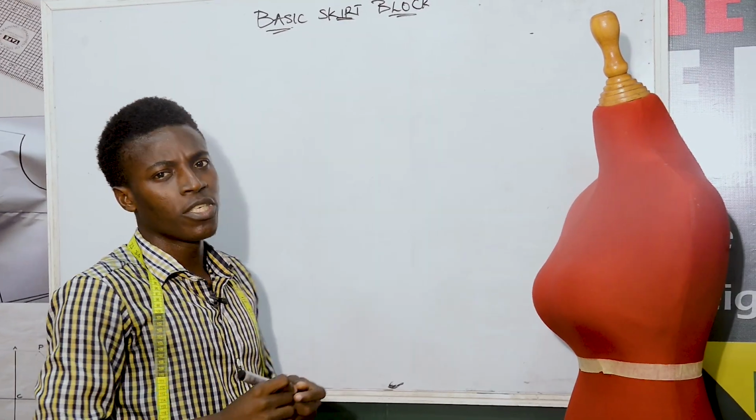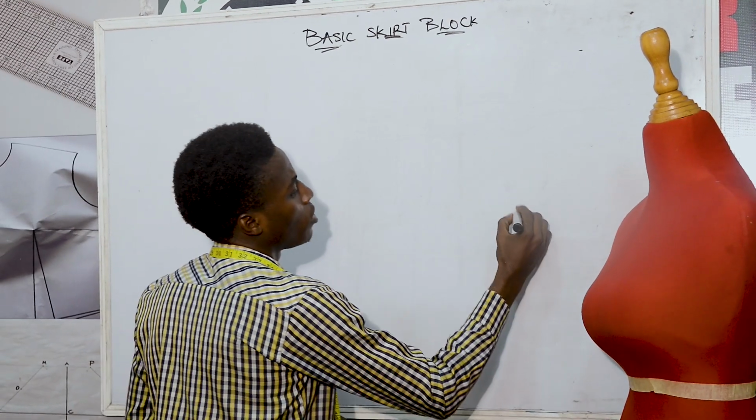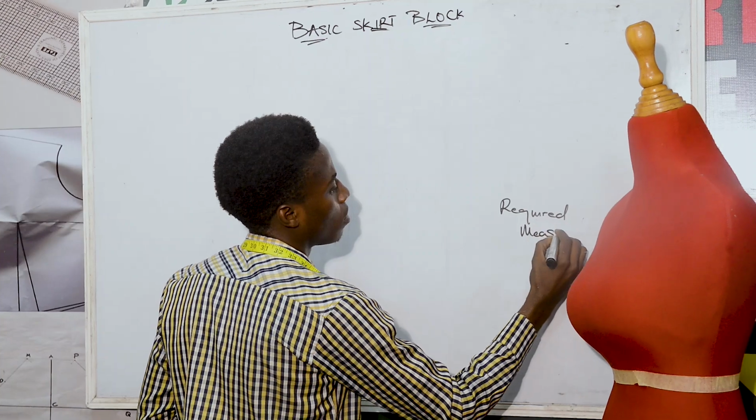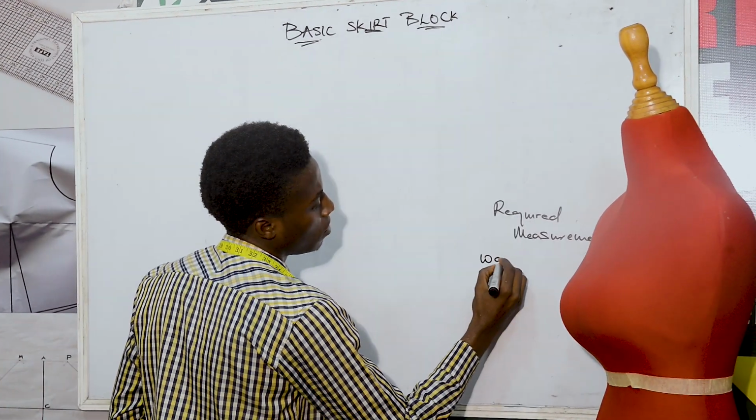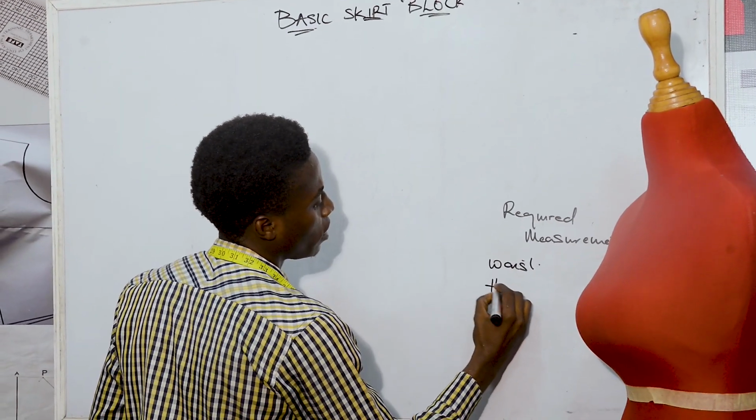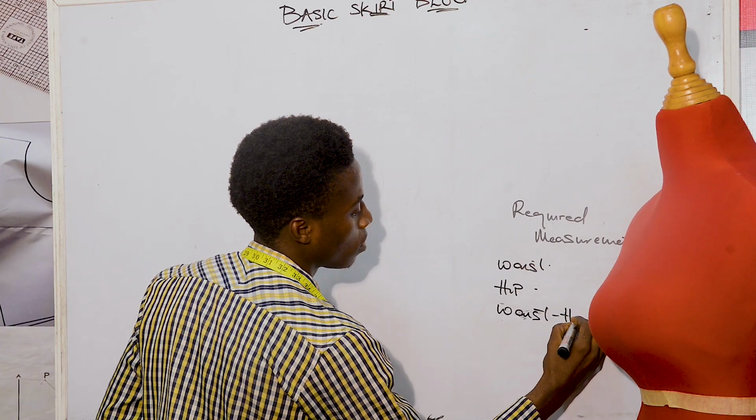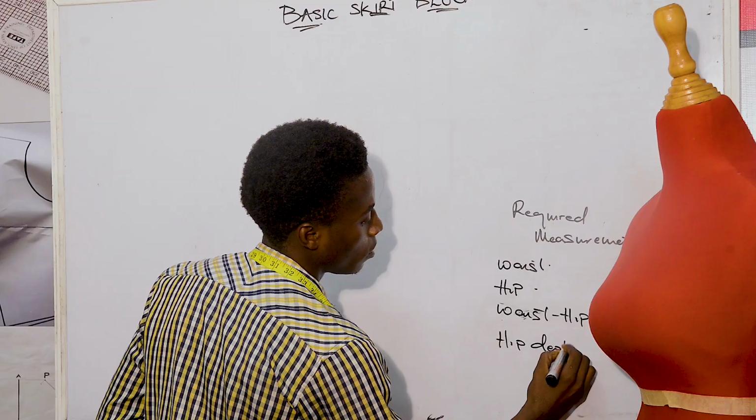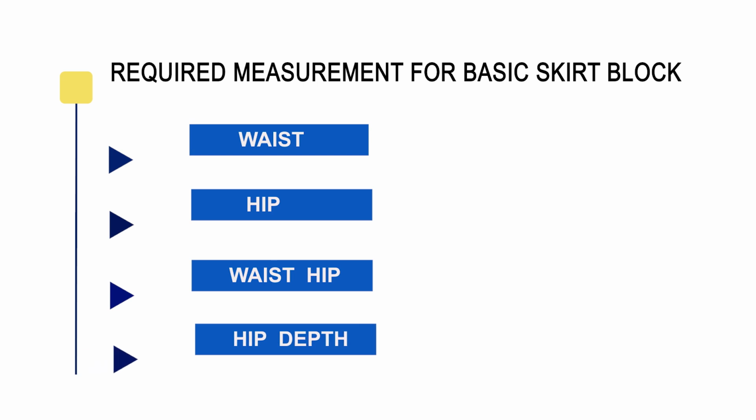Alright, so we have required measurements we use to get the basic skirt block. So we have the waist measurements. We have the hip measurements. Then we have the hip depth. So these are the required measurements we used in getting the basic skirt block.